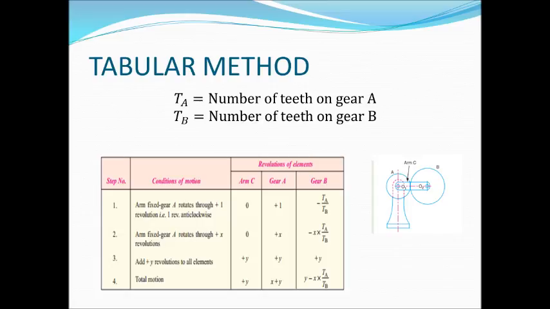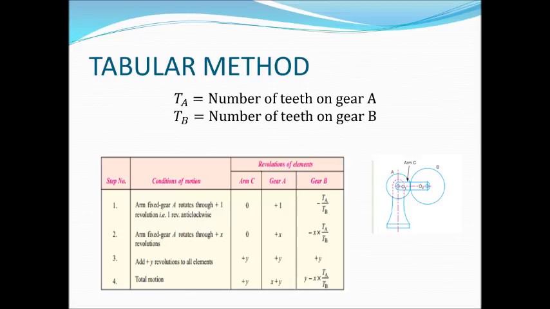As a result of A rotating B, using your speed ratio of N2 over N1 equals T1 over T2. So as a result of this, you now have minus TA over TB. The reason for this minus is because since A is going in an anti-clockwise manner, then B will be going in a clockwise manner.